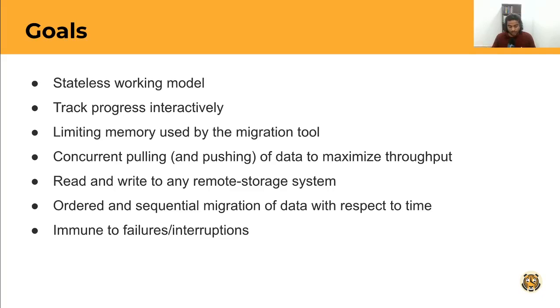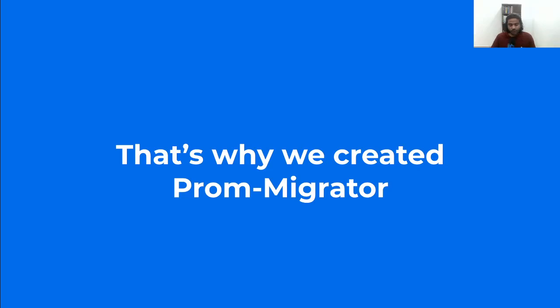Many remote storage systems support the Prometheus read and write APIs. So the migration tool by default should support read and write APIs, and remote storage systems expect the ingestion to happen in a sequential time-ordered fashion. So by default, the migration tool should push the data in time-ordered fashion. And more importantly, the migration tool should be reliable, that is, immune to failures and interruptions. What do we do when we have clear motivation and a set of goals? We build a product, and that's how we created Prom Migrator.